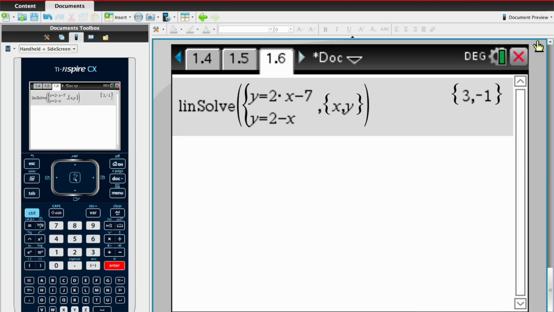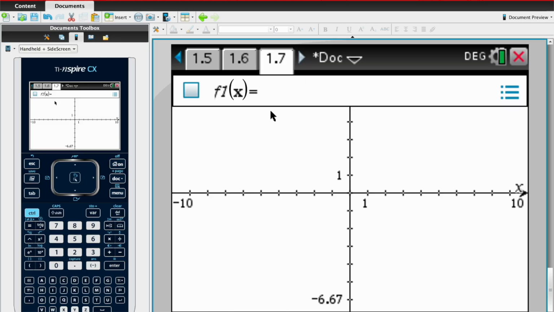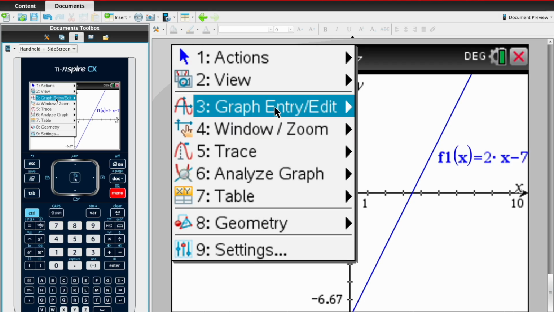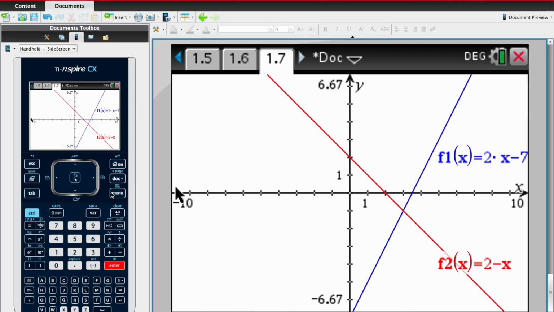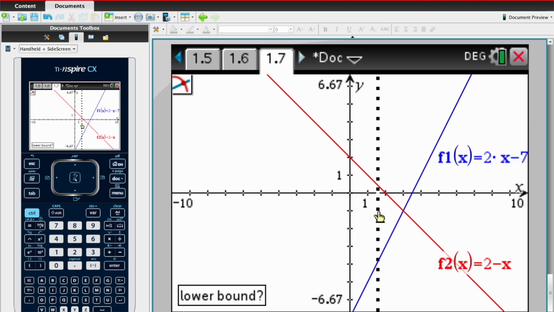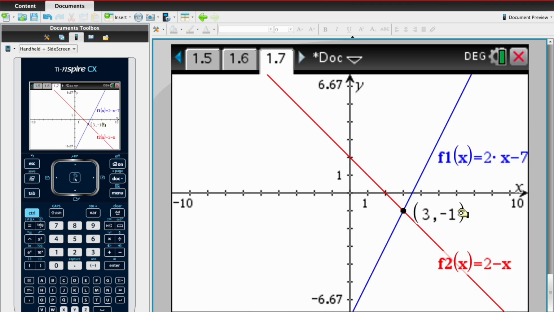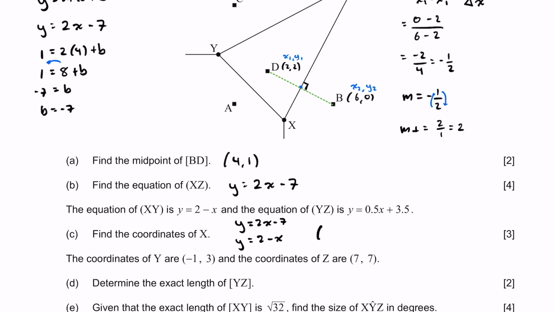I was thinking whether we should look at the other method, and I suppose we can. If you want to graph this as well, 2x minus 7, and then graph entry, and then 2 minus x, and then analyze graph intersection, 3, minus 1 again. So either way, they're both equivalent and both equally quick. Okay, so find the coordinates of x. Let's write this out. Coordinates are 3, negative 1.